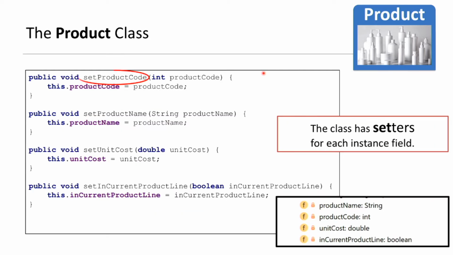We also need setters to be able to change the value. So we have set product code, set product name, set unit cost, and set in current product line or not. Each one of these methods takes in a parameter, which corresponds to the field name. And we have this dot field name is assigned a value, the parameter, in each one of these.